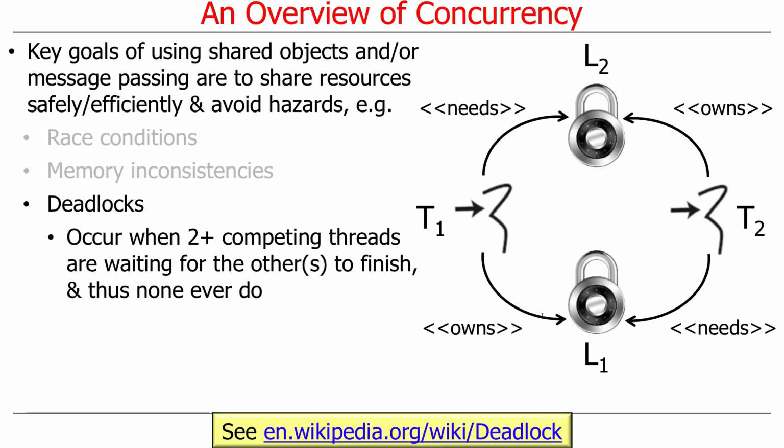Yet another problem that occurs with sharing of information between multiple threads through objects is something called deadlock.